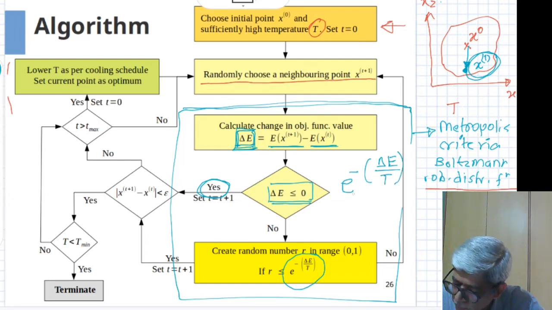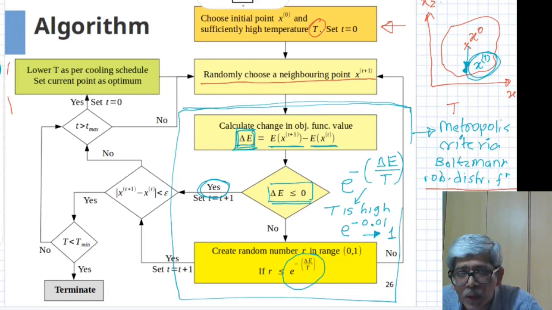Now look at this particular function. You will find that if t is high, so if I consider t is high, you will find that the exponent value, that is delta E by t value, will be small. So for example, if you consider this as e raised to minus 0.01, just as an example. So if t is high, this probability function will tend to the value of 1. So the exponent will tend to 0. As t becomes higher, the exponent will tend to 0 and your probability value becomes 1.